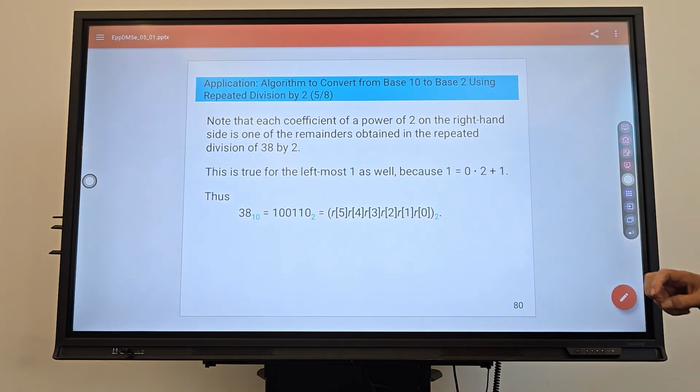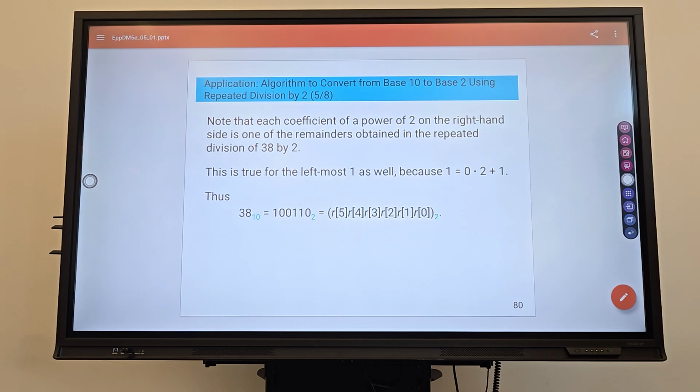Note that each coefficient of the power of 2 on the right-hand side is one of the remainders obtained in the repeated division of 38 by 2. This is true for the leftmost one as well, because 1 equals 0 times 2 plus 1. Thus, 38 equals 100110 in binary.